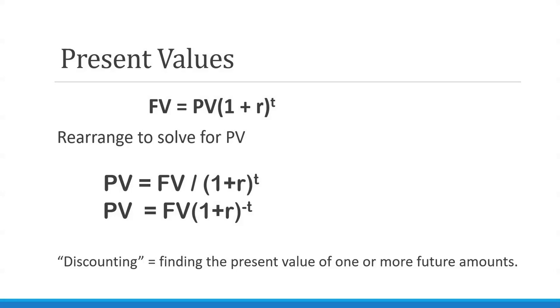The formula for present values is flipped. So we have the future value equals present value times 1 plus the rate to the time. When we rearrange that equation, we get that present value equals future value divided by 1 plus the rate to the time. Discounting is when we find the present value of one or more future amounts, which is another reason that the interest rate is called a discount rate when we're looking at present value.